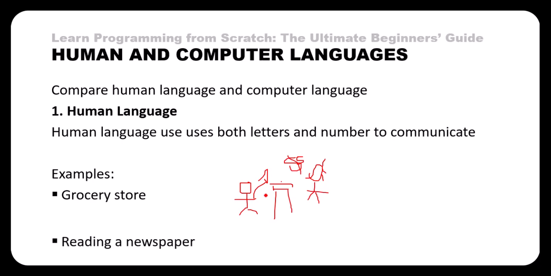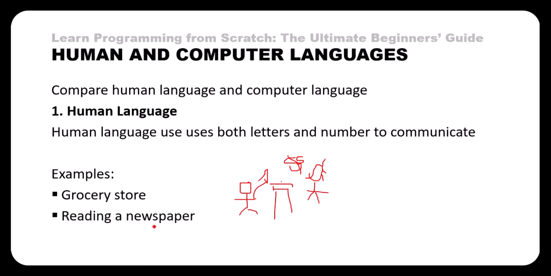Then if you're reading a newspaper, you're going to be looking at letters, and sometimes there'll be figures of numbers there. You're still using letters and numbers to communicate. If you're counting money, you're going to be using numbers to count that money. And sometimes you can even write the amount in number form or using words. If you have $5, you can write it and say $5, right? What I need you to understand is that human language is going to use both letters and numbers to communicate.